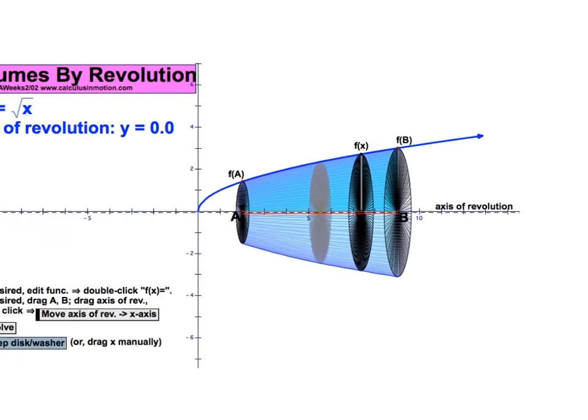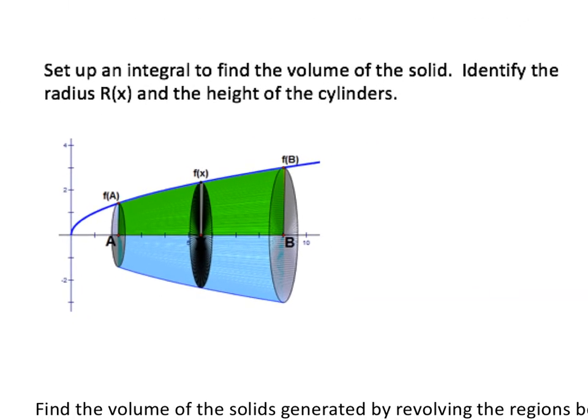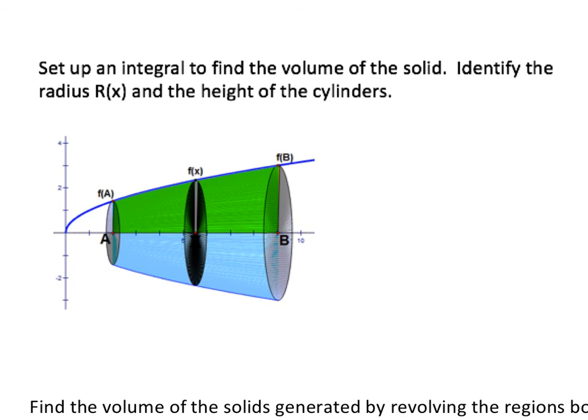So let's come over here, and we want to set up an integral to find the volume of the solid. We want to identify the radius, r of x, and the height of the cylinders, okay? So I'm going to determine that this right here is my r of x, okay? R of x is the radius, and the thickness is dx, okay? The thickness of those cylinders is infinitely small.